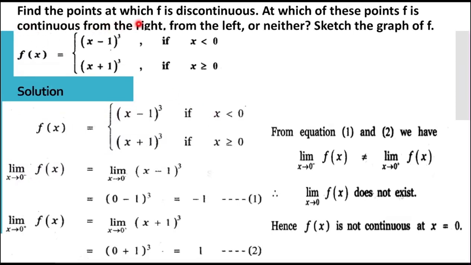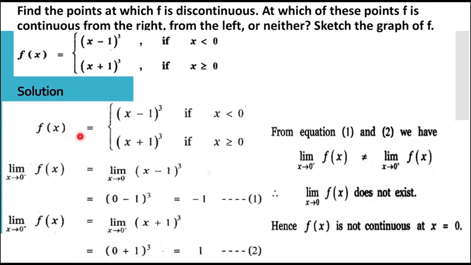Find the points at which f is discontinuous. At which of these points is f continuous from the right, from the left or neither? Sketch the graph of f. So, here a function is given, f of x is equal to x minus 1 the whole cube if x is less than 0, x plus 1 the whole cube if x is greater than or equal to 0. We have to check its continuity.